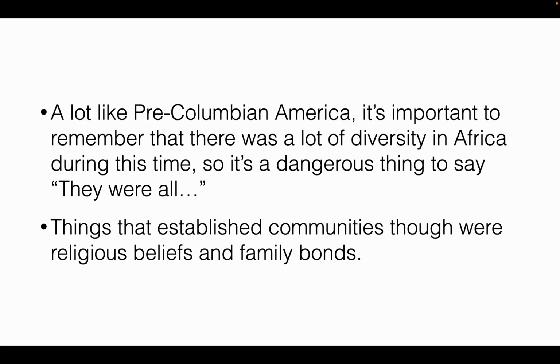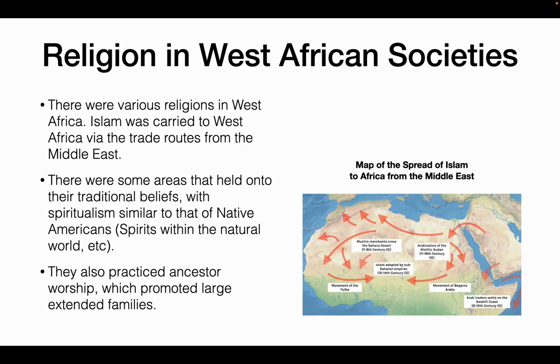They established communities through religious beliefs and family bonds. That is something that is generalized across many of these West African kingdoms. So, there were various religions in West Africa, a lot of animism, sort of like what Native Americans believed in. Eventually, Islam was brought to West Africa through trade from the Middle East. And there were some areas that did hold on to their spirit beliefs, very similar to the ones of the Native Americans. They also practiced ancestor worship, which promoted the idea that you should have a large family. A lot of family members was good, both socially and religiously.